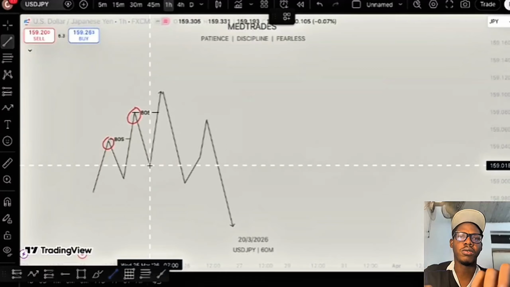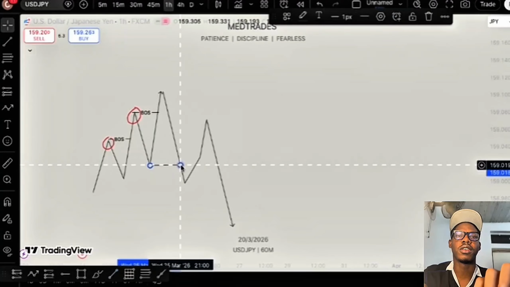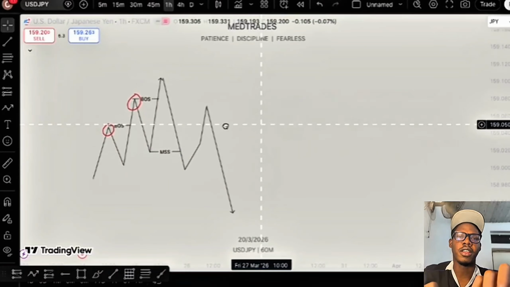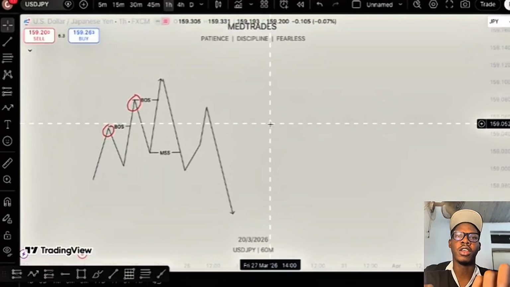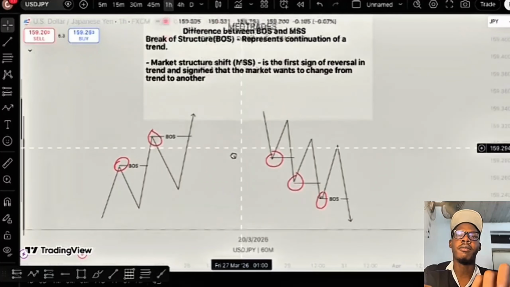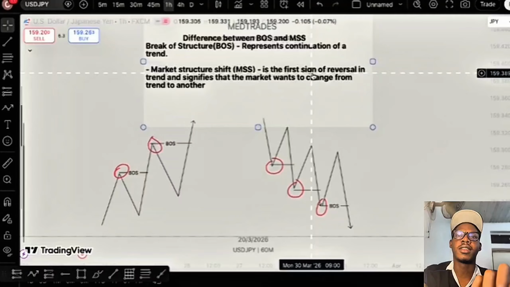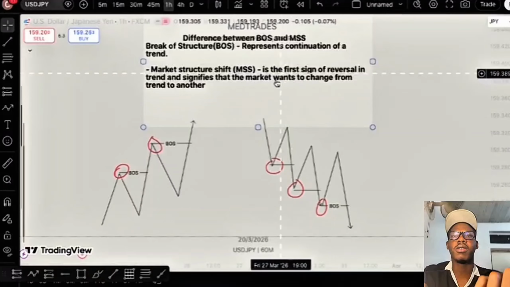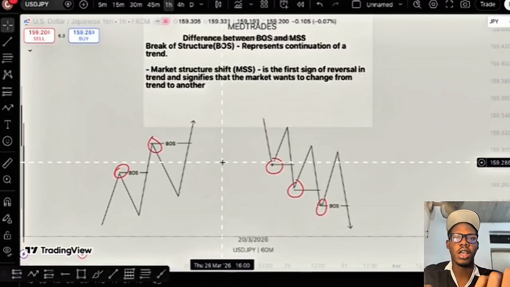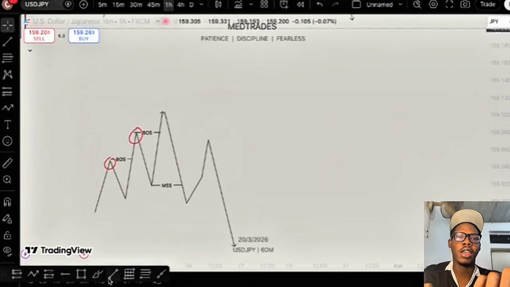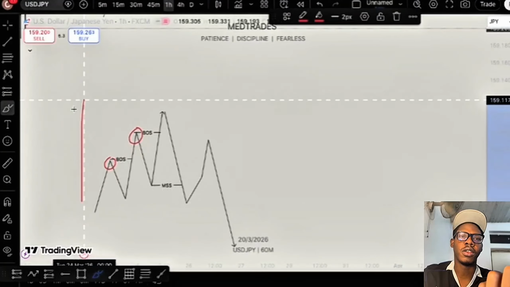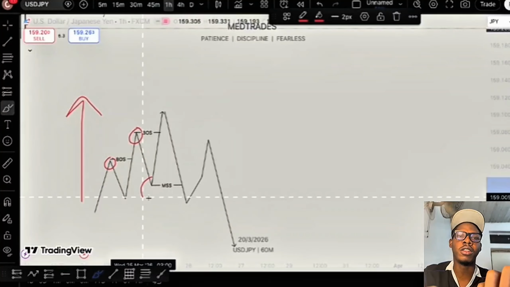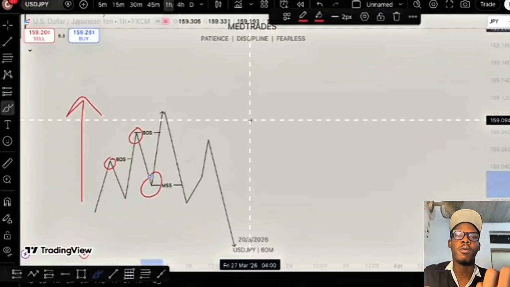So this is a market structure shift, call it an MSS, right? And it continues in a downward trend. As you can see, we said a market structure shift is the first sign of reversal in trend and signifies that the market wants to change from one trend to another. The market here was bullish, right? And all of a sudden, it came here to take out this higher low to form a downtrend.